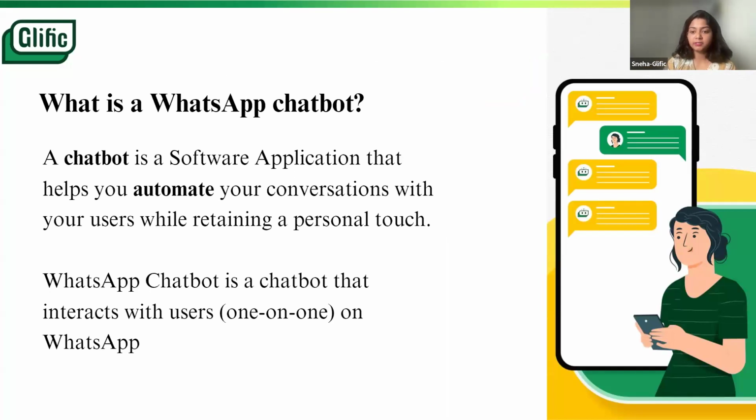What exactly is the bot? It is a software application that helps you to automate your conversations. So if you already are having one-on-one conversations with your people, but you want to do it at scale, and it's a repetitive conversation every time with those users, you can automate a bit of those conversations and save your time and bandwidth. But still you can have that kind of personal touch with your users through WhatsApp chatbots.